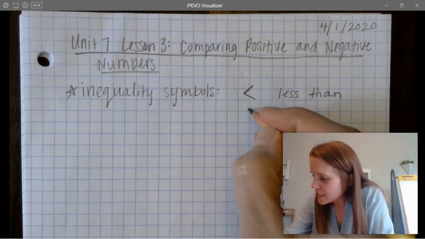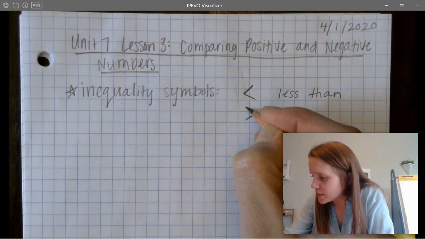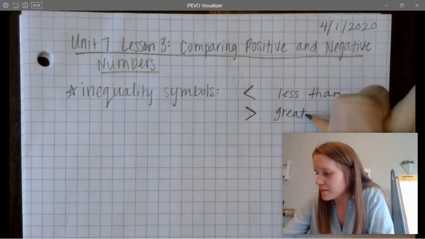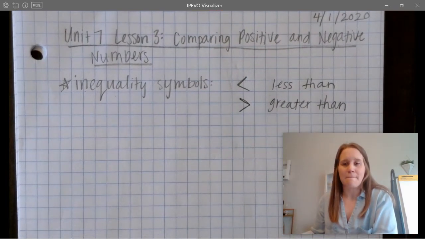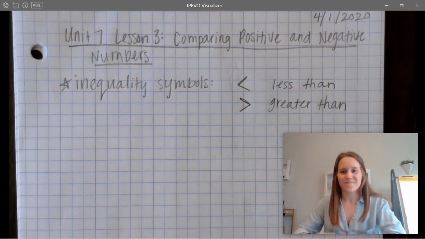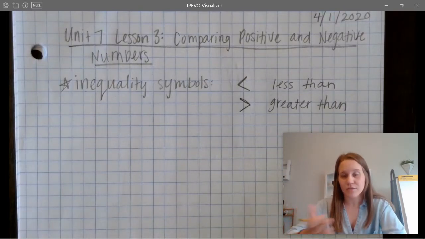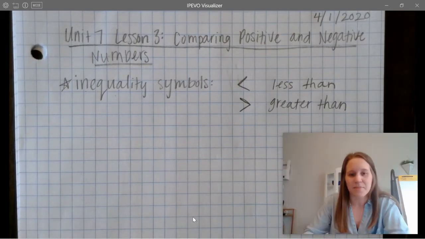Okay. And then the other one we'll work with today is the other direction. It opens to the left. This is greater than. All right, there are more inequality symbols than these two, but we won't be using them in today's lesson, so we won't review them now. Okay. Let's get started.